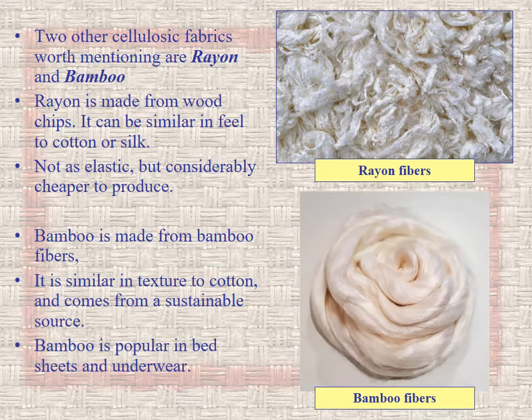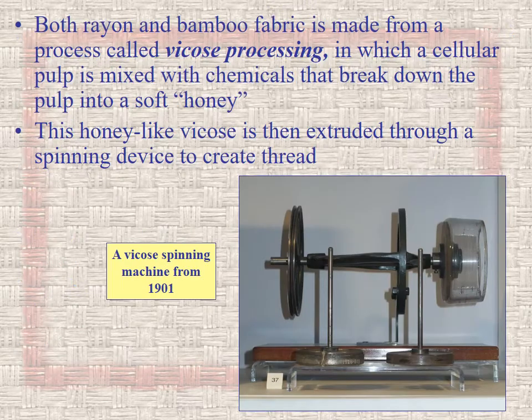Bamboo is also an excellent one. Mostly in the Far East, in Asia. Very popular in sheets there. Underwear as well. Very similar to cotton. And from a very sustainable source. So there's a lot of bamboo in Columbus. I know that some people hate it because it's invasive. So now you know what to do with that bamboo. Turn it into underwear.